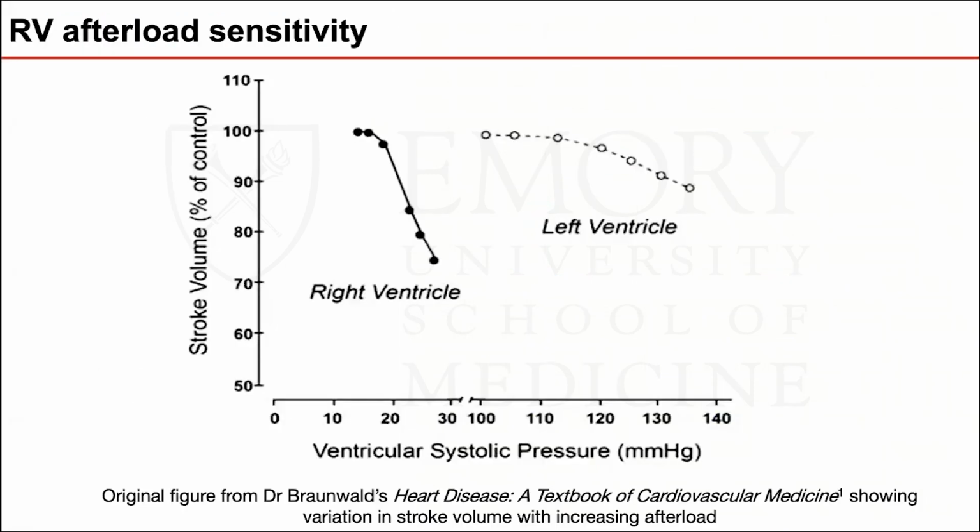Now, traditionally, we have all been taught that the RV is super sensitive to afterload, whereas it can take volume overload pretty easily. And we have all seen this figure from a very famous textbook, which shows that even with small increments in pressure, the stroke volume drops significantly in the RV. However, is that really true?